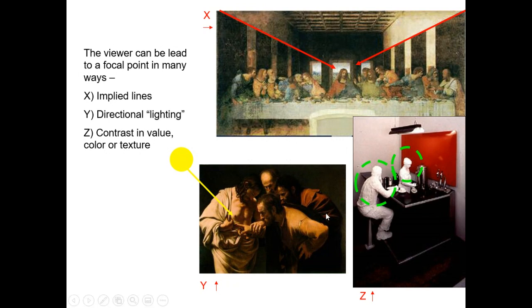So in the top example, the Last Supper, not only do we have the implied line of sight of the disciples looking toward center, but if we were to extend the lines between the sections in the ceiling along the tops of these tapestries on the walls, those lines all meet at a vanishing point in a one-point perspective system that leads us right to the focal area. But we can also be led to a focal point through extreme contrast of directional lighting, this bright spotlight that leads our eye to this section.